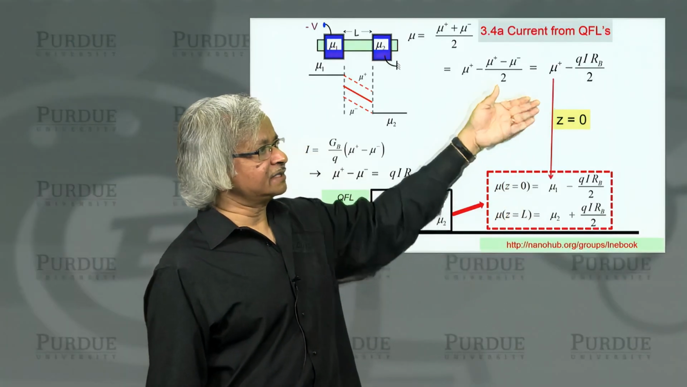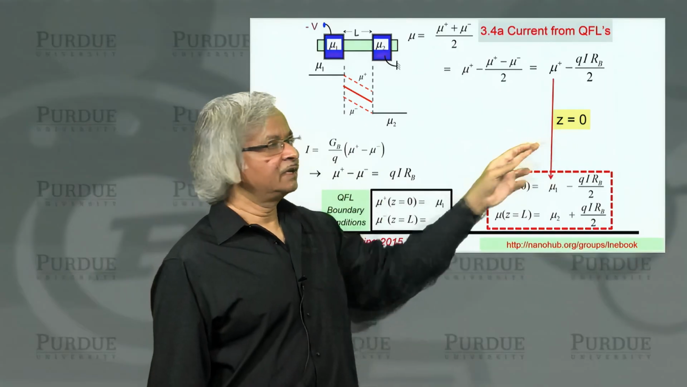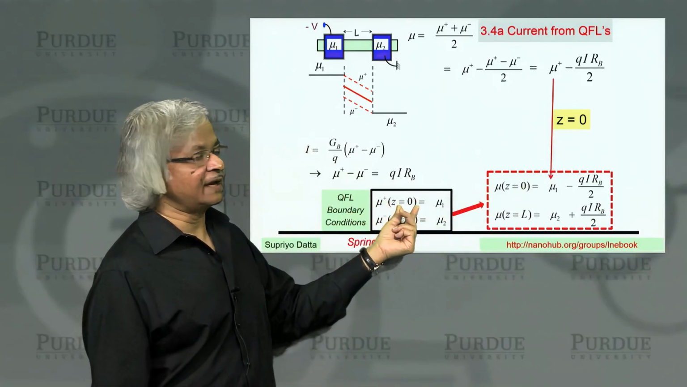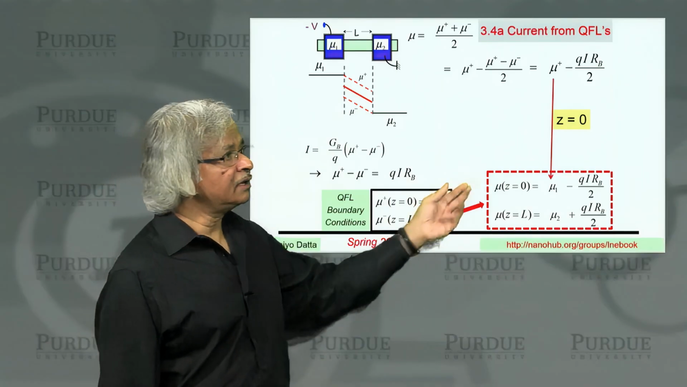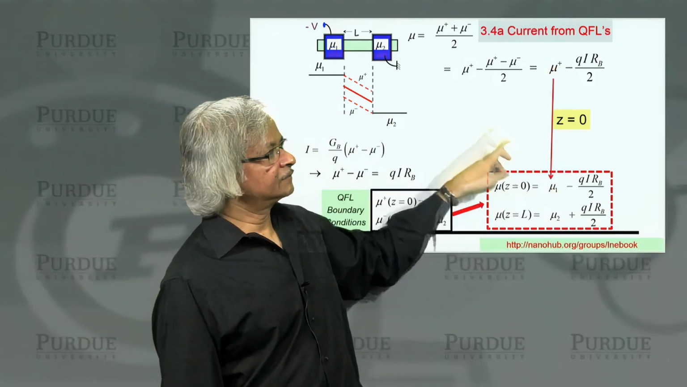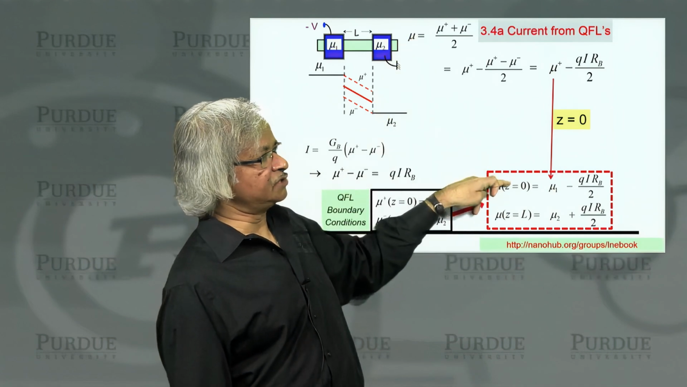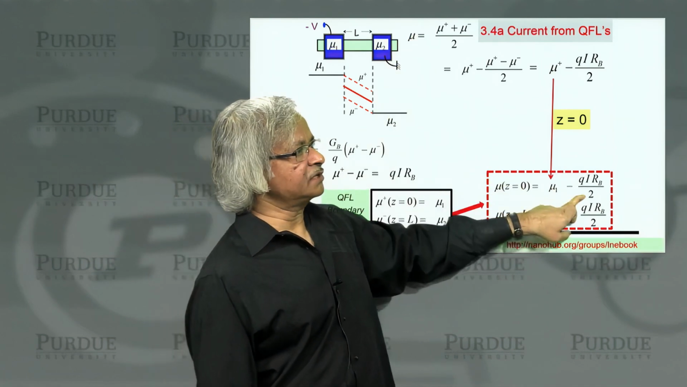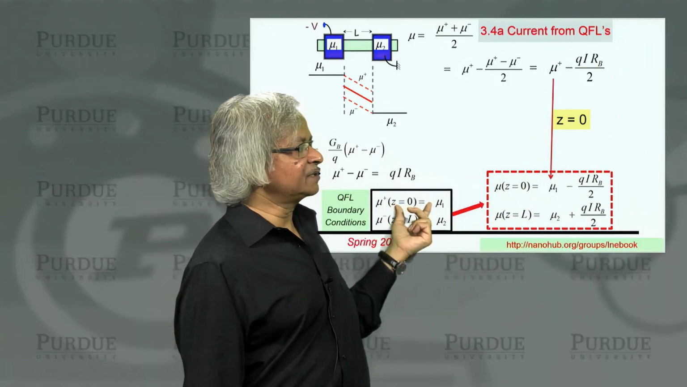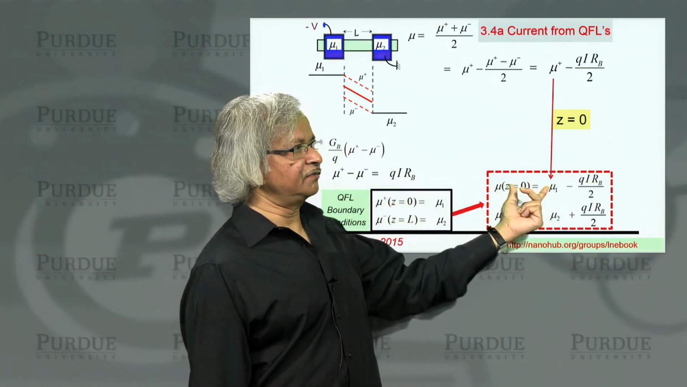Why? Because if you look at z equals 0, the quasi-Fermi level boundary condition tells us that mu plus at z equals 0 must be mu 1. So that mu plus becomes mu 1. And this mu, that's this mu at z equal to 0, and minus qI R_B over 2 from there. So this boundary condition automatically gives you that.